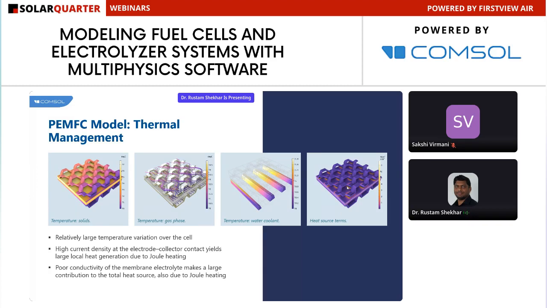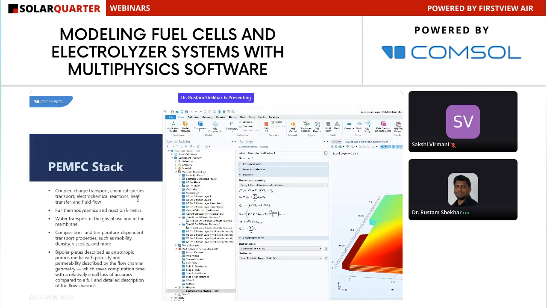So now this is the complete study of a single cell, where we can see where we need to work on the material side, where we have relatively high temperature and high current densities for current collectors, which will give you higher losses and local heat generation due to Joule heating. And this particular simulation tells that poor conductivity of the membrane will give you higher losses. So that way we can relate one physics to the other physics, and try to work on the various aspects of the fuel cells or the electrolyzers to get the optimal performance and the simulations for that.